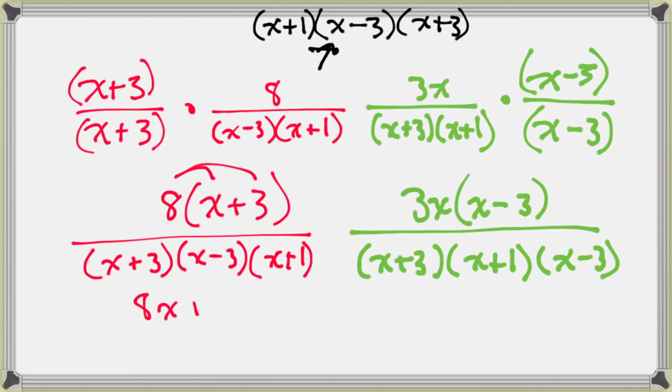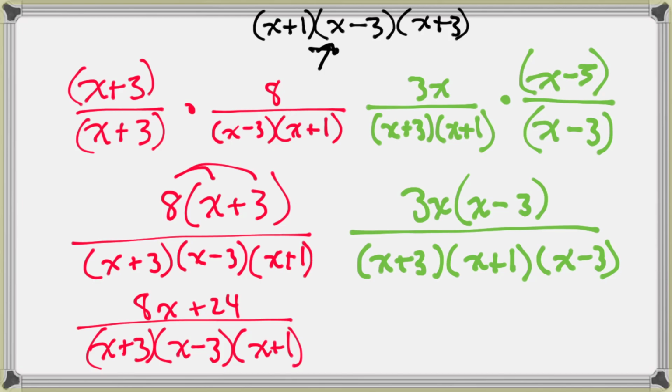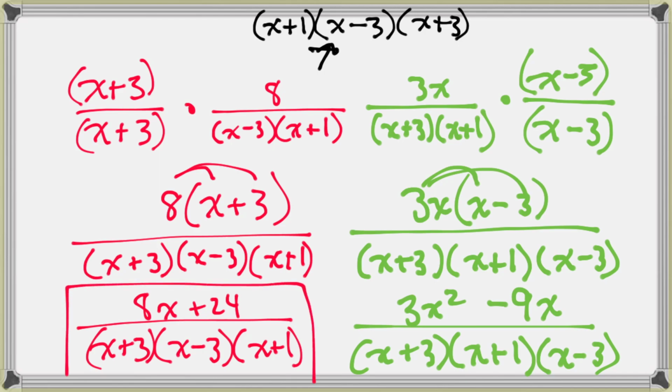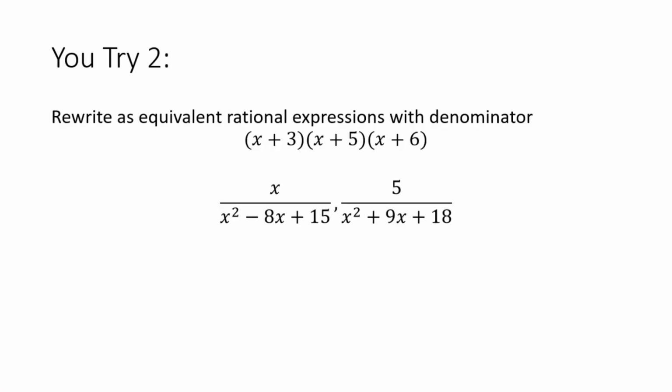Now I'm going to distribute out the numerators of both of these. That'll give me 8x plus 24 over x plus 3 times x minus 3 times x plus 1. For the green one, 3x times x is 3x squared. 3x times negative 3 is minus 9x over x plus 3 times x plus 1 times x minus 3. And I'm done. Excellent. So that's how we did the one on the left, the red one, and the one on the right, the green one. Go ahead and try this on your own. And I'll see you in a second.